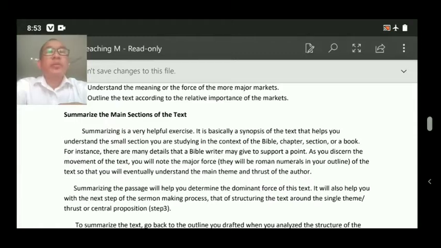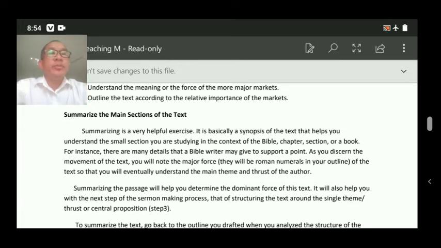Good morning, everyone. Let's come back to our subjects. We are dealing with anti-archaeology and expository preaching. Today we will go for expository preaching.